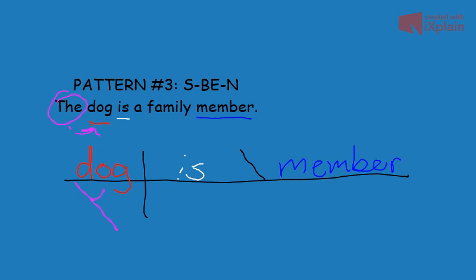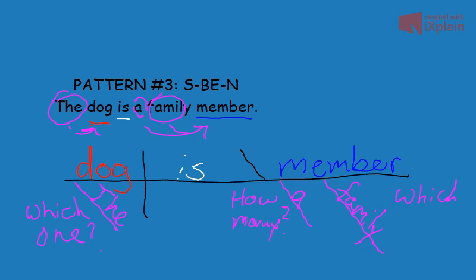Now, the complements the dog. I'm sorry. It's saying which dog. And then A and family both complement member. A is telling us how many. And then family is telling us which one, which member, family member.